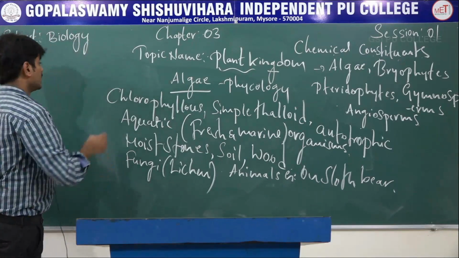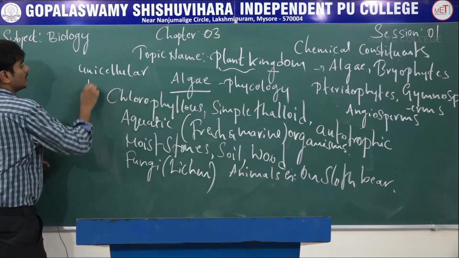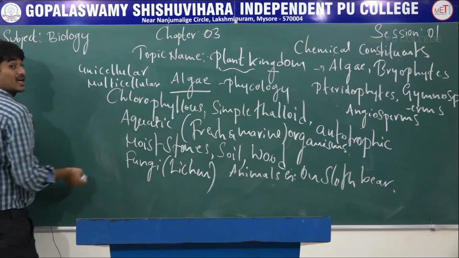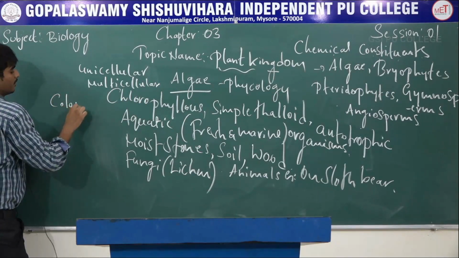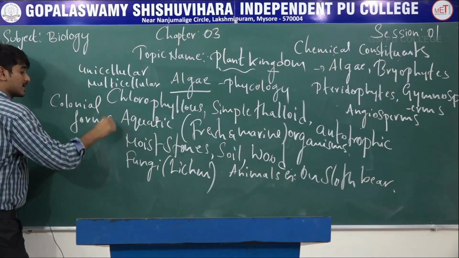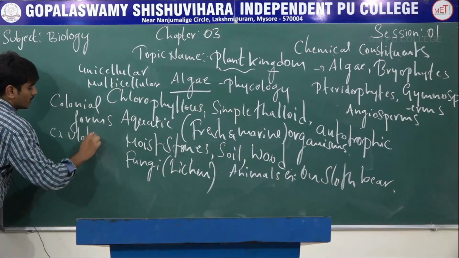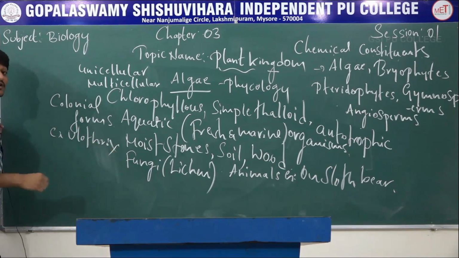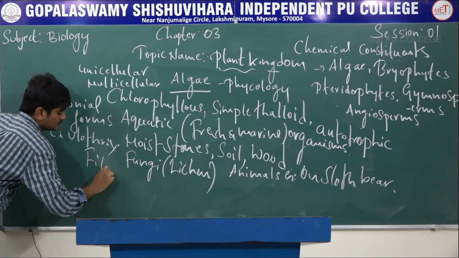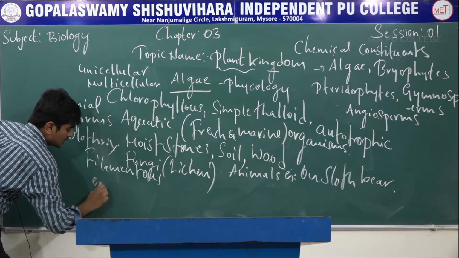And some algae are unicellular, multicellular, and some are colonial form. Colonial form means the algal cells are similar in size and shape, for example Ulothrix. And some are filamentous form, for example Spirogyra.